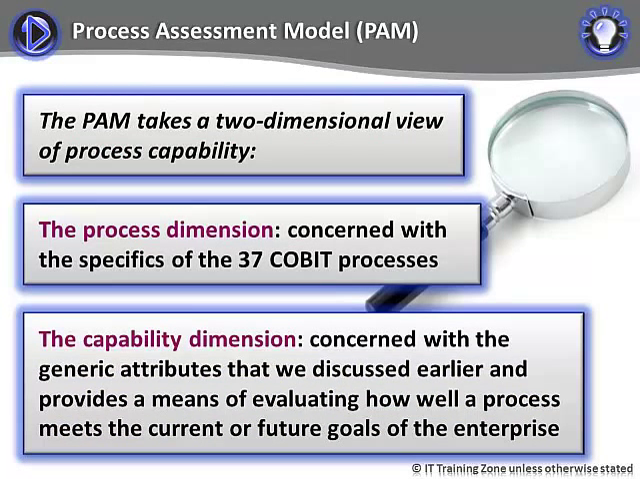The next topic we'll study is the Process Assessment Model, or PAM, as it's often referred to. The model takes a two-dimensional view of process capability. The process dimension. This dimension is concerned with the specifics of the 37 COBIT processes as defined by the process reference model that you learned about earlier. The capability dimension is concerned with the generic attributes that we discussed earlier in this lesson. It provides a means of evaluating how well a process meets the current or future goals of the enterprise.